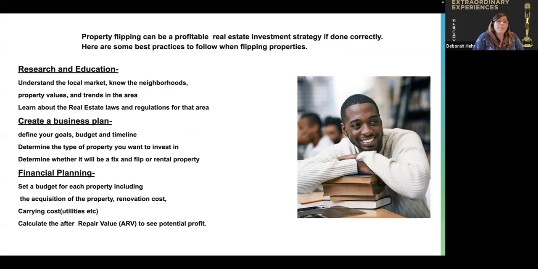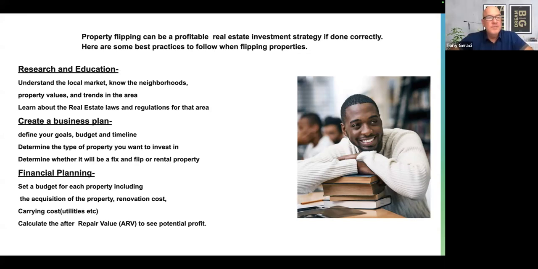Because property flipping can be profitable, right? And it's really a good investment strategy if it's done right. So here we're going to go through a few things on what you can do to do that. And of course, the very first thing is research and education. Understand your market, understand the neighborhoods, the property values, the trends in the area, learn about the real estate laws and regulations for that area. Because maybe if it's not you and it's your client, you still need to know all of this stuff, so that you can advise them correctly.